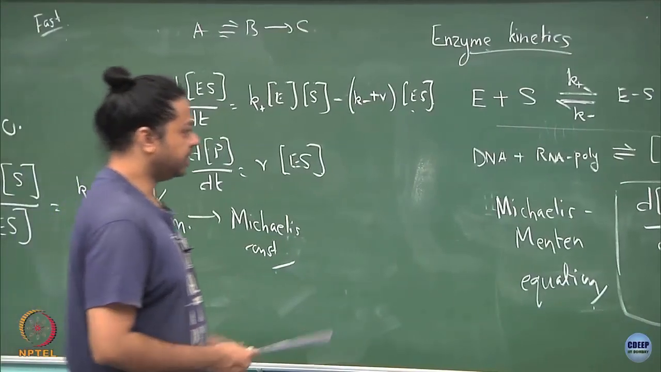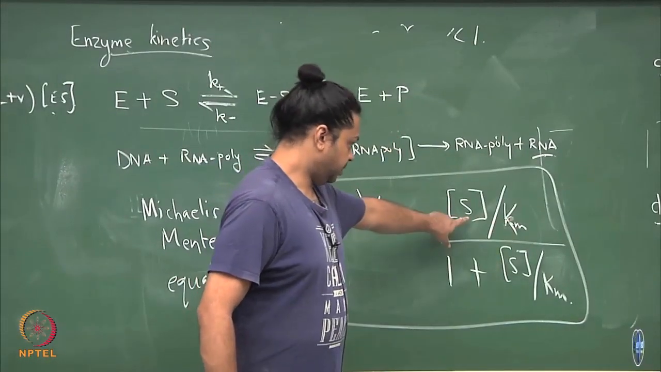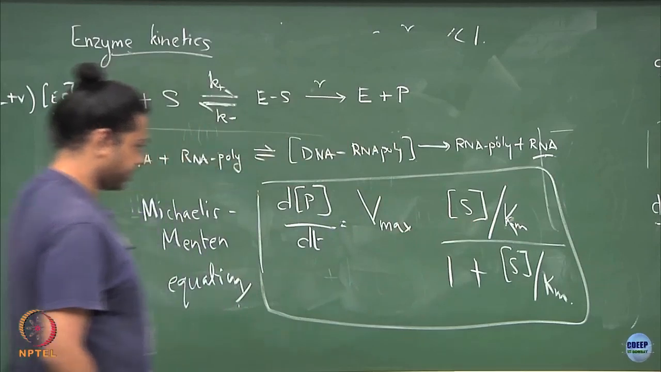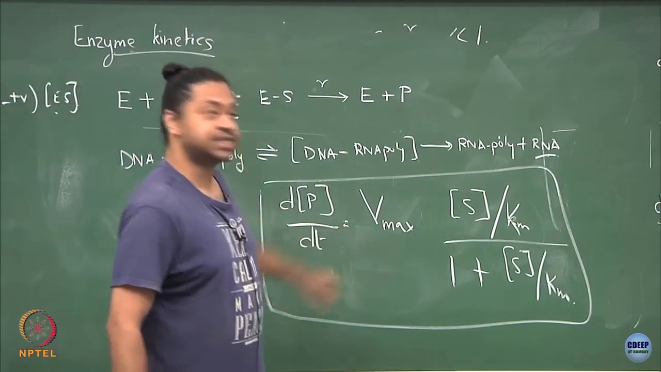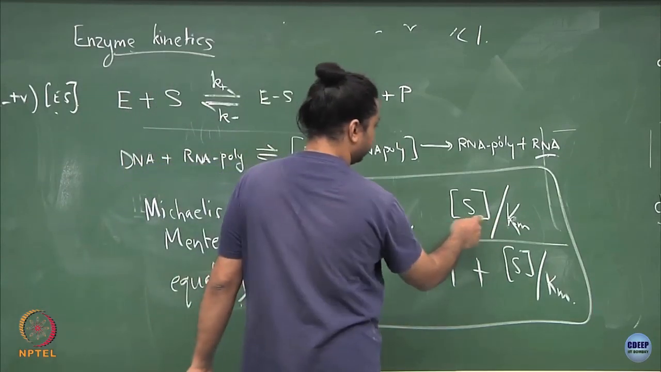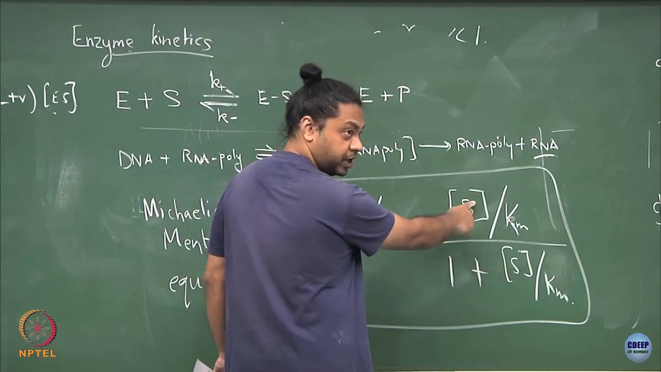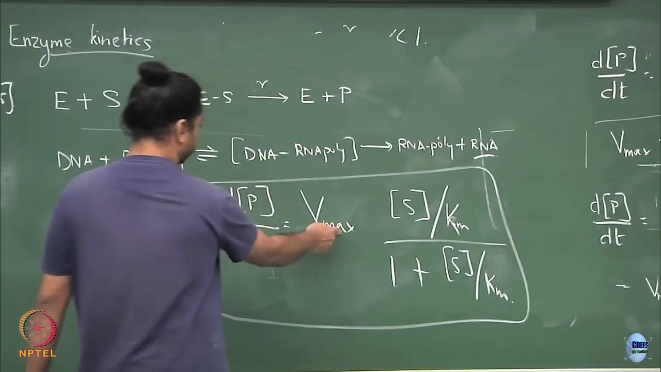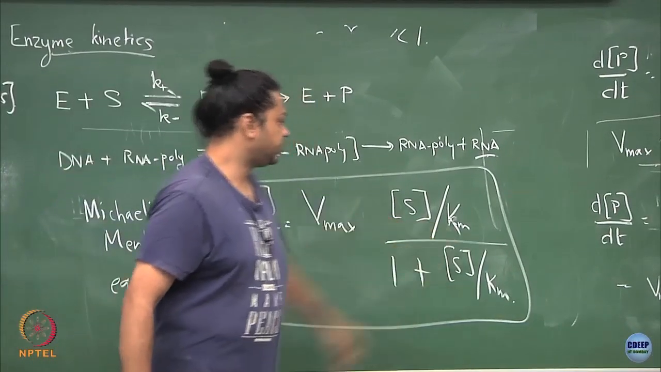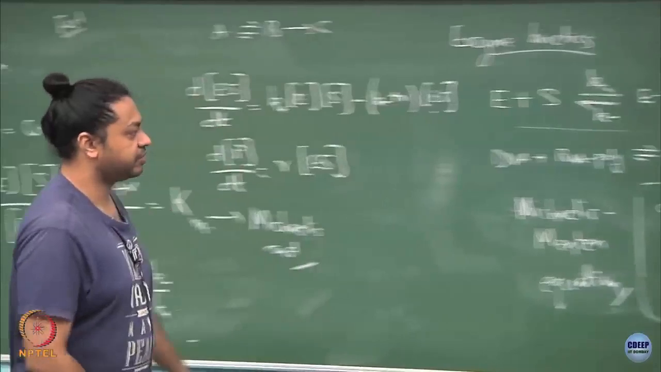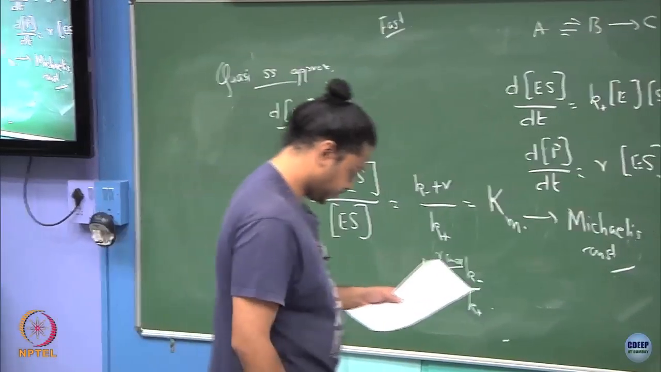And basically you can interpret this Km, the Michaelis constant, as the concentration of the substrate at which you get half maximal rate. If S is equal to Km, then you get 1 by 1 plus 1, which will give you Vmax by 2. So, the Michaelis constant is the concentration of the substrate at which you get half maximal rate of product formation.